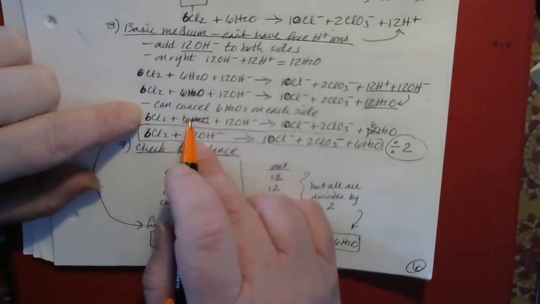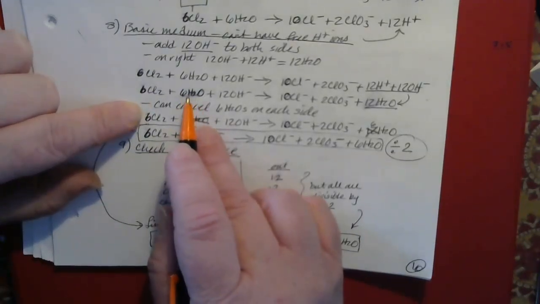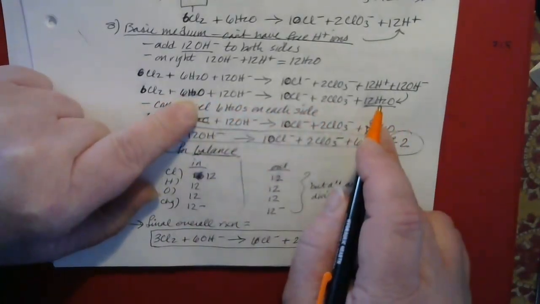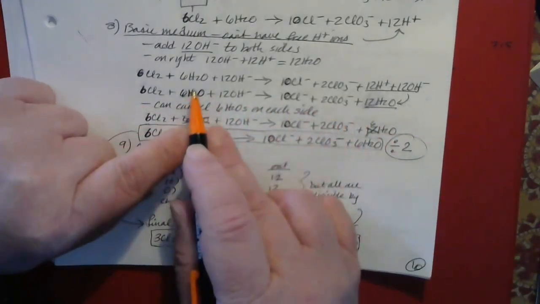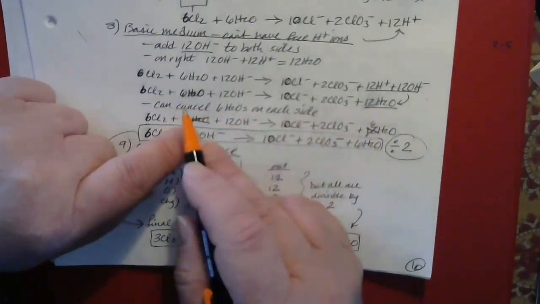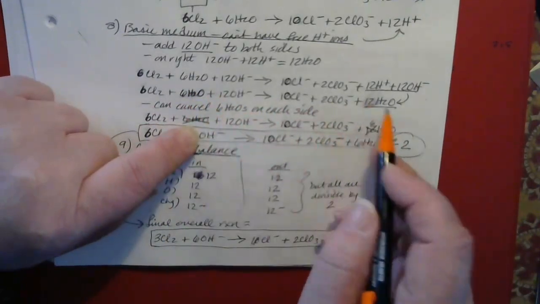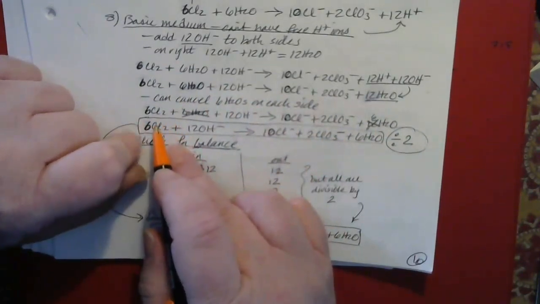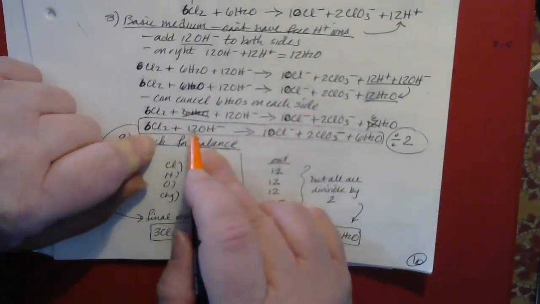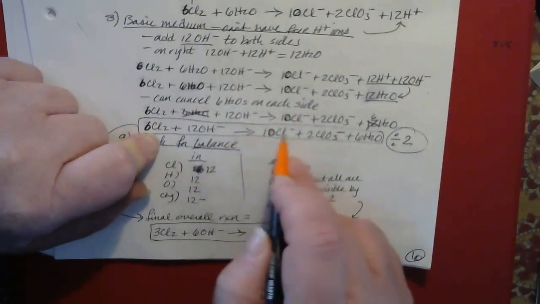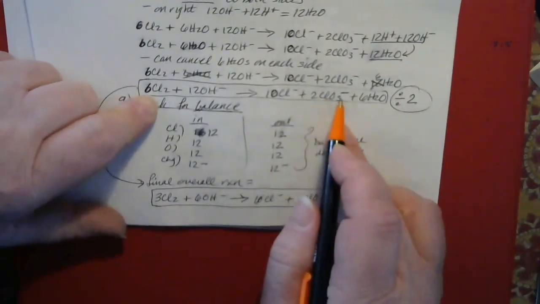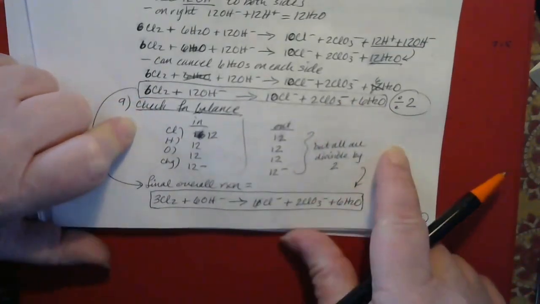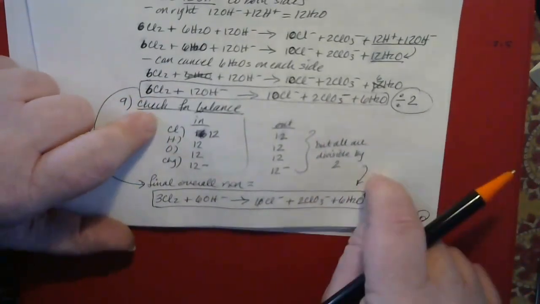But there's still one more thing, well, a couple more things you can do. We've got H2Os on both sides of the equation. You've got 6 on the left and 12 on the right. So essentially what that means is that you can cancel out 6 of them, all 6 on the left and 6 of the 12 on the right. So you end up with 6 Cl2s plus 12 OH minuses yield 10 Cl minuses plus 2 ClO3 minuses plus 6 H2Os.